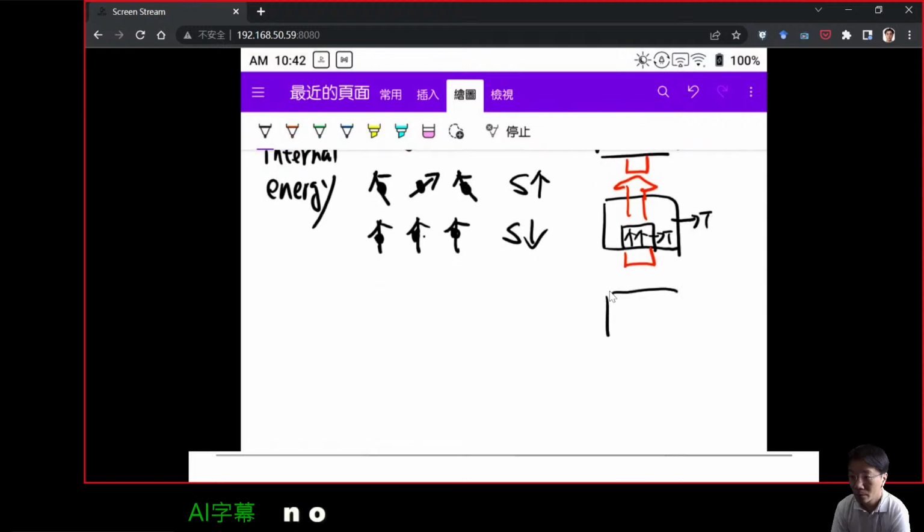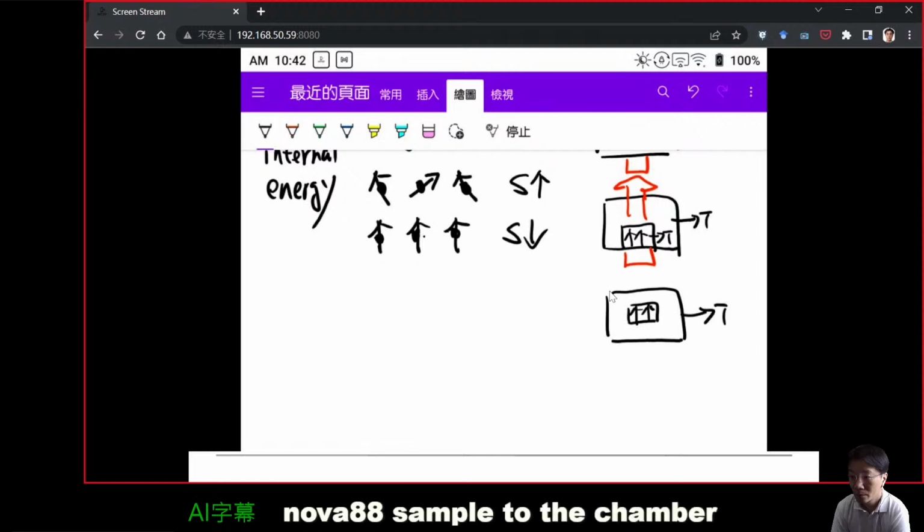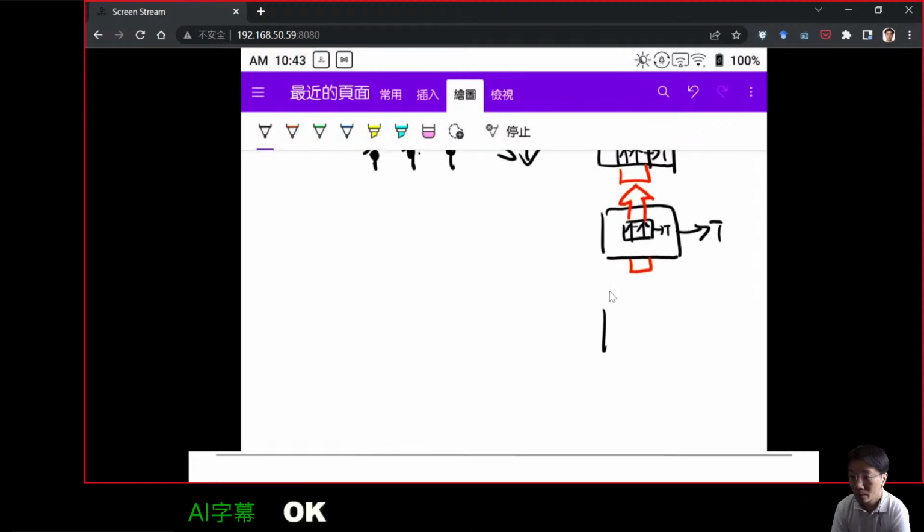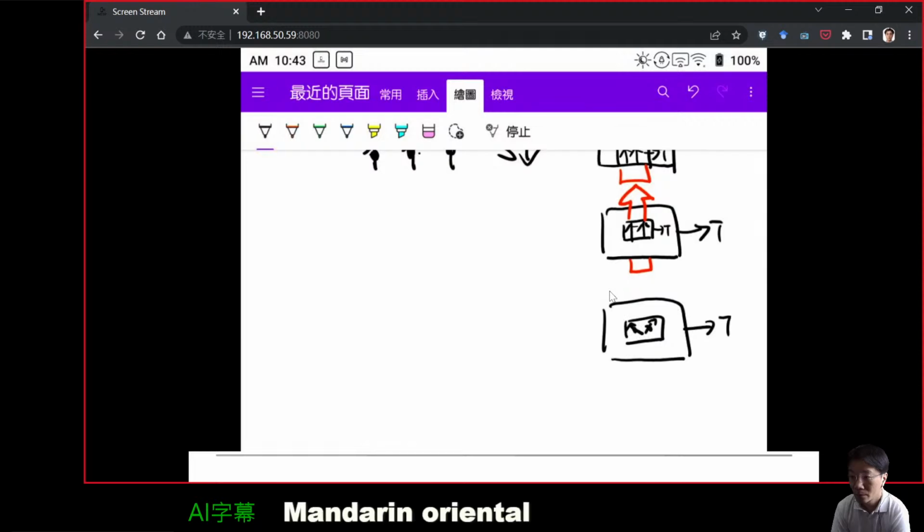And now we detach the sample to the chamber. At this moment, the temperature is still T, and the magnetic field exists. Okay, let's go further. If we remove the external magnetic field, then the spins will start to become randomly oriented, so that the temperature becomes T minus delta T.